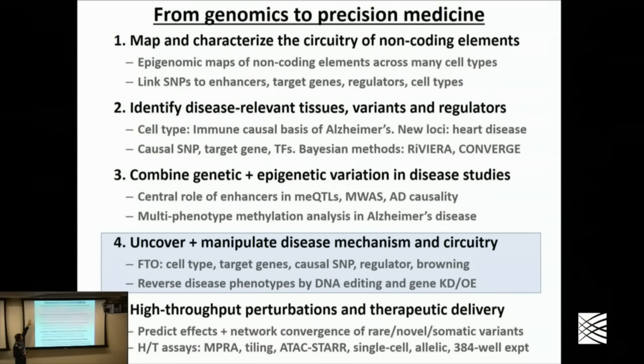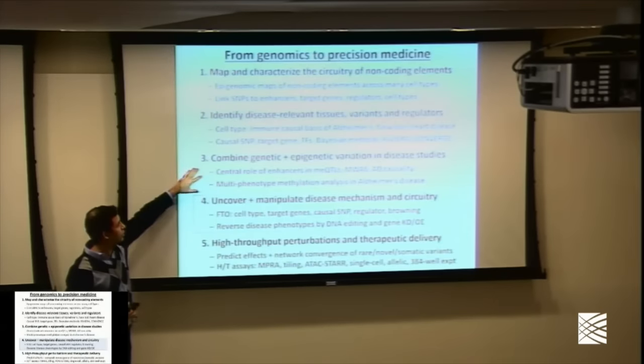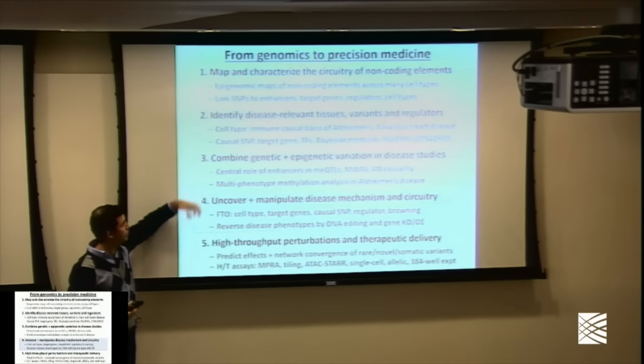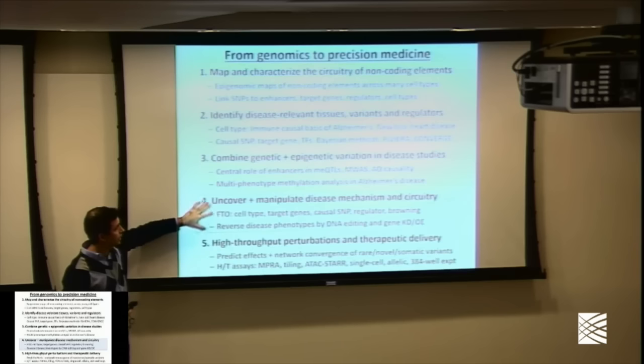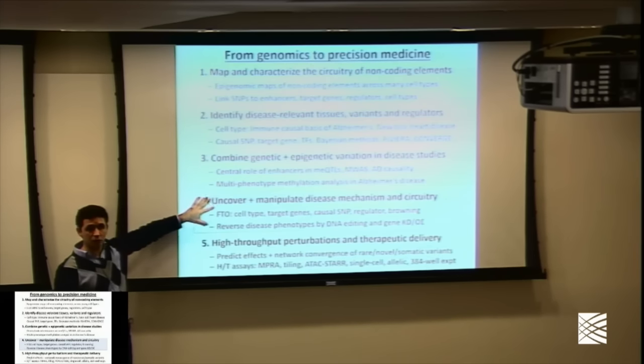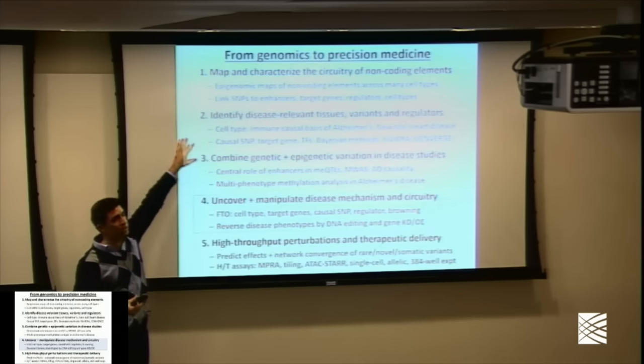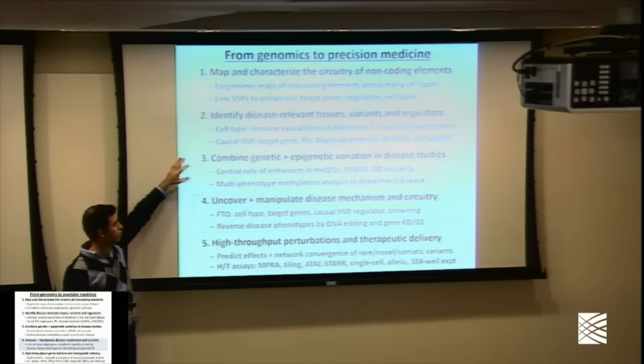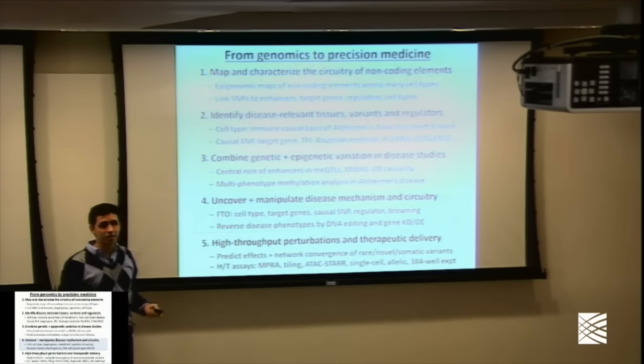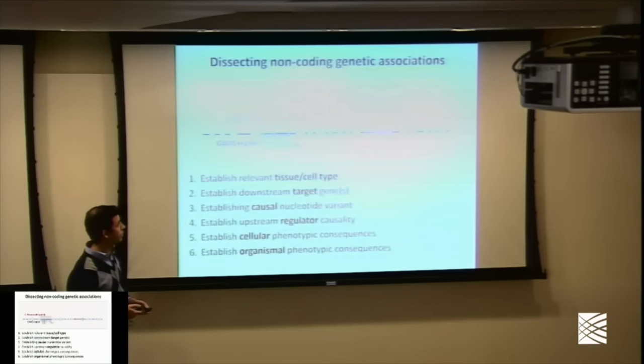So what I've told you so far is, number one, how do we map that reference circuitry? Number two, how do we identify the relevant tissues, variants, and regulators? Number three, how do we combine genetic and epigenetic variation to basically understand the role of these intermediate phenotypes? And now I'd like to go back to that very first slide and say, now that we're armed with all this, we're armed with QTLs, we're armed with these circuits, we're armed with these enriched tissues, and so on and so forth, can we now make sense of these regions?